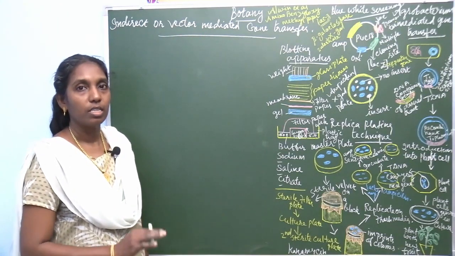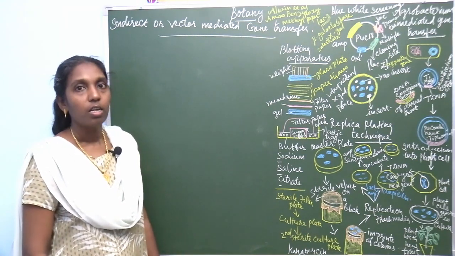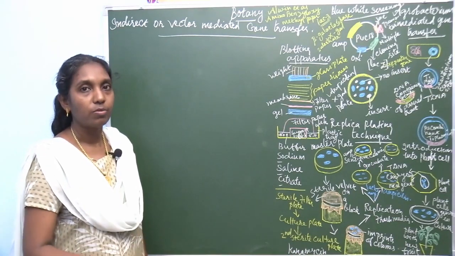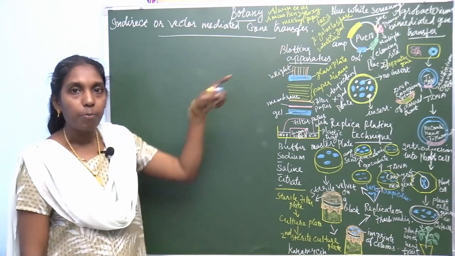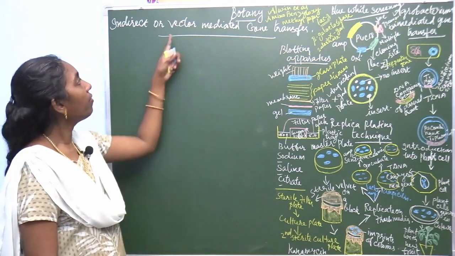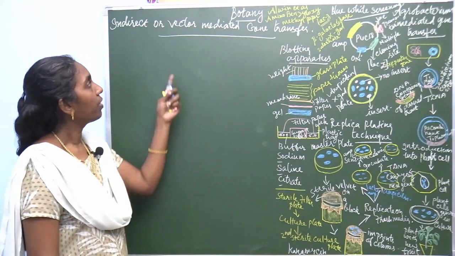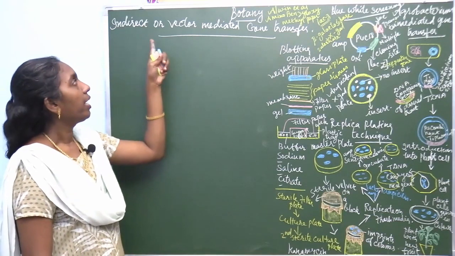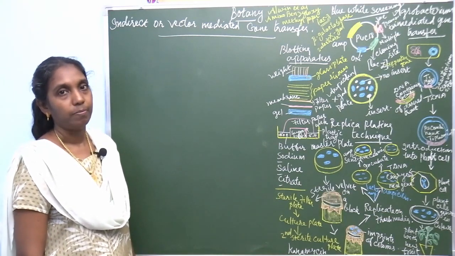So first question, you learned the definition: what is vector mediated gene transfer. Now you are learning how the gene is transferred into the host. Gene transfer is mediated, that is brought about, with the help of a vector. The common vector is the plasmid. Gene transfer with the help of a vector is called indirect or vector mediated gene transfer.